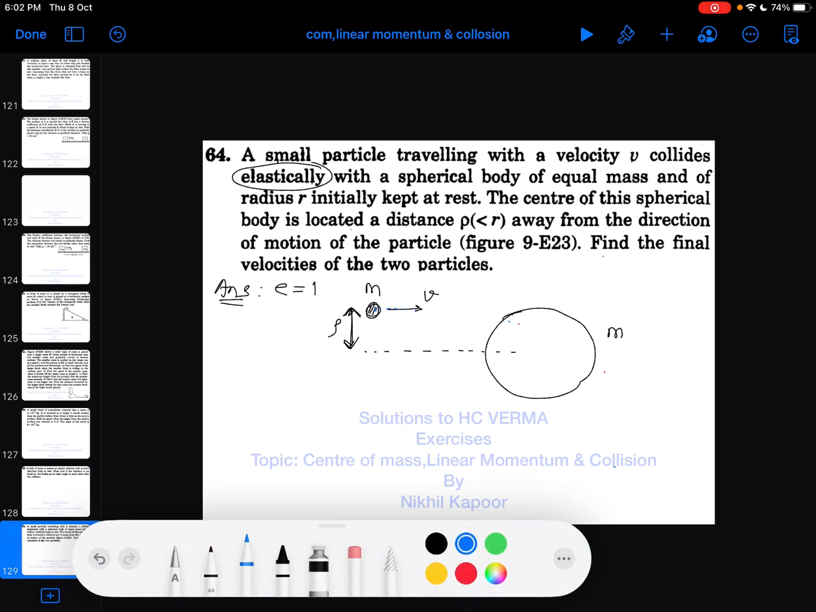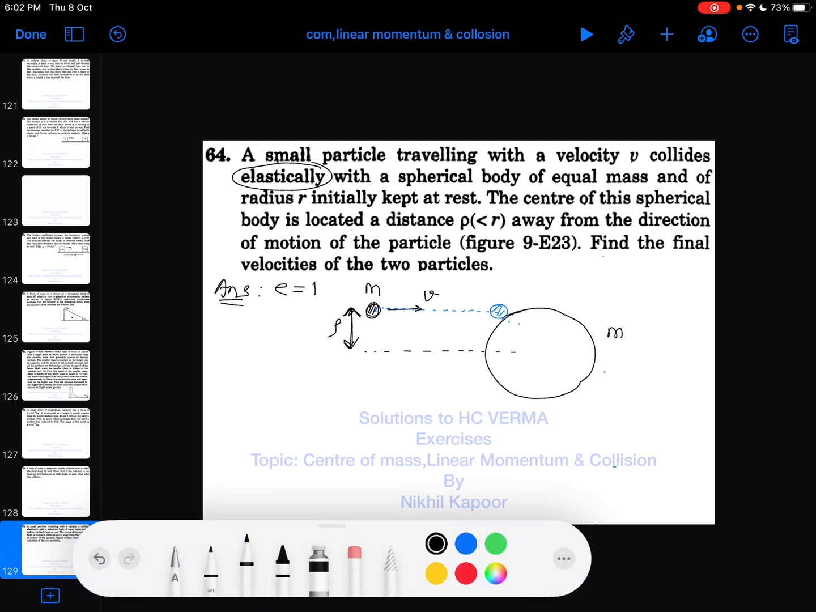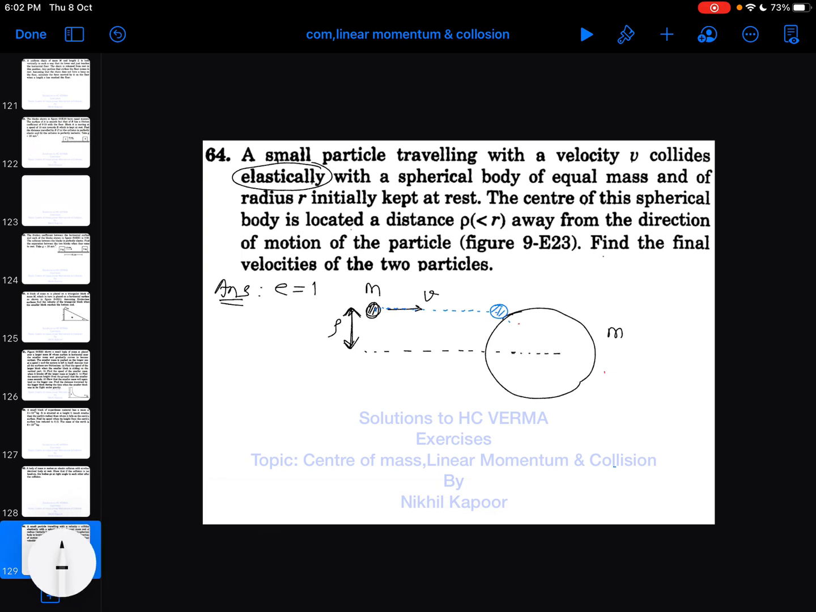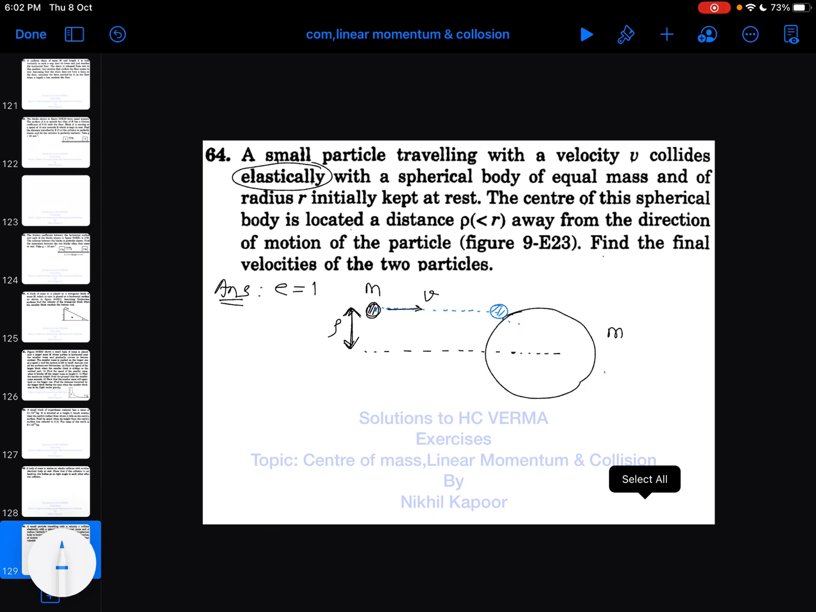Now here you can see that just before the collision, this mass will come here at this location and the collision will begin from here. So here we know that as the centers of the two bodies are not in the same line, this collision is an elastic collision, and in an elastic collision the resolution of velocities must be along the line joining their centers, that is along the line of impact, and perpendicular to the line of impact.